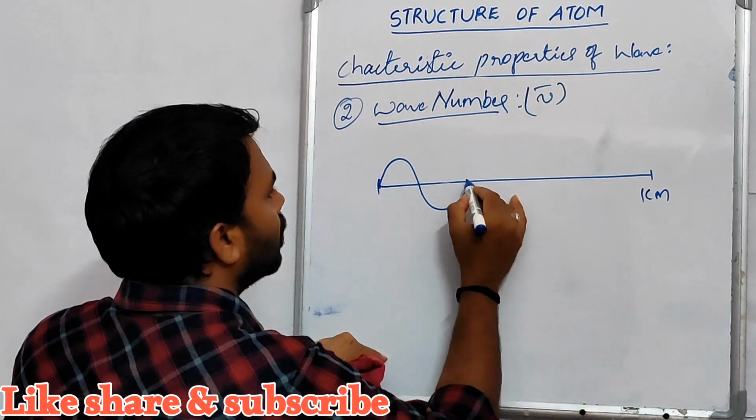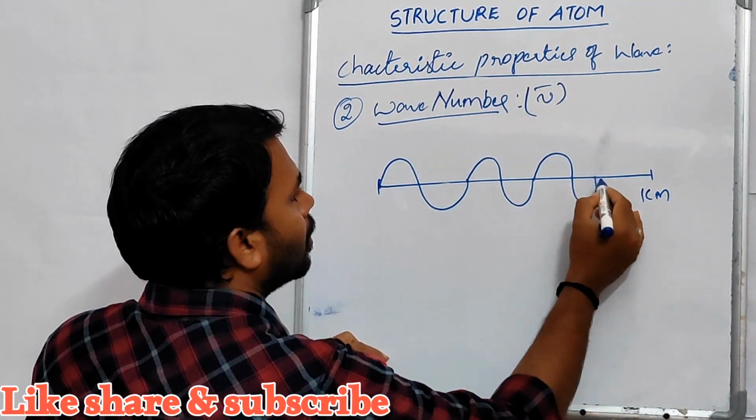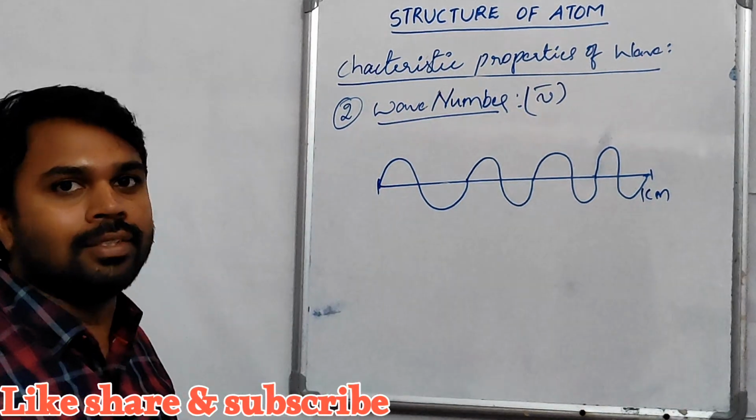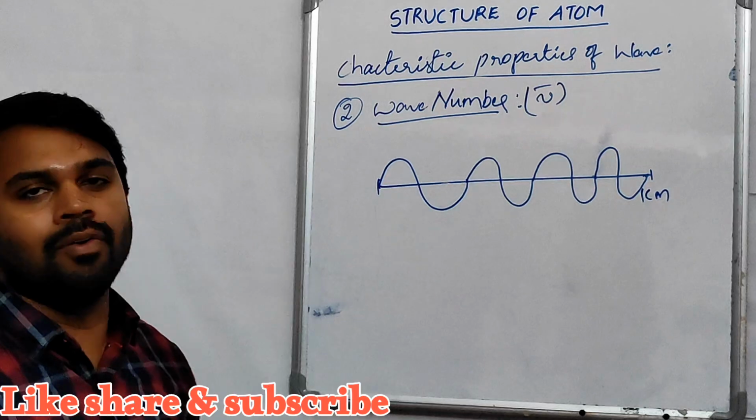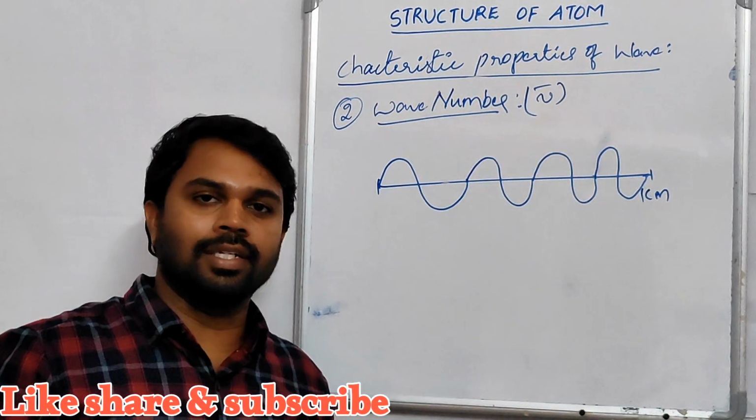For example, this is 1, this is another one, 2, this is another one, 3, this is another one, 4. 4 wavelengths in 1 centimeter is called wave number. The number of wavelengths in unit area is called wave number.